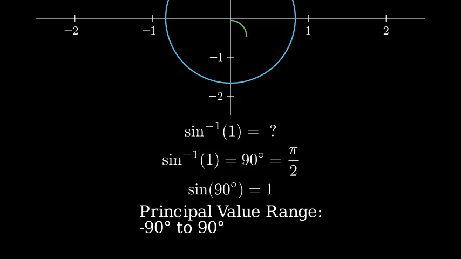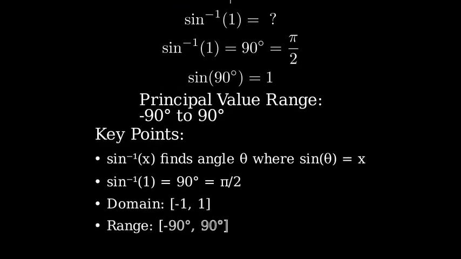To summarize, the inverse sine function finds the angle when given the sine value. For sin⁻¹(1), we found the angle whose sine equals 1, which is 90 degrees, or pi over 2 radians. Remember that inverse sine only accepts inputs between -1 and 1, and always gives answers between -90 and +90 degrees.